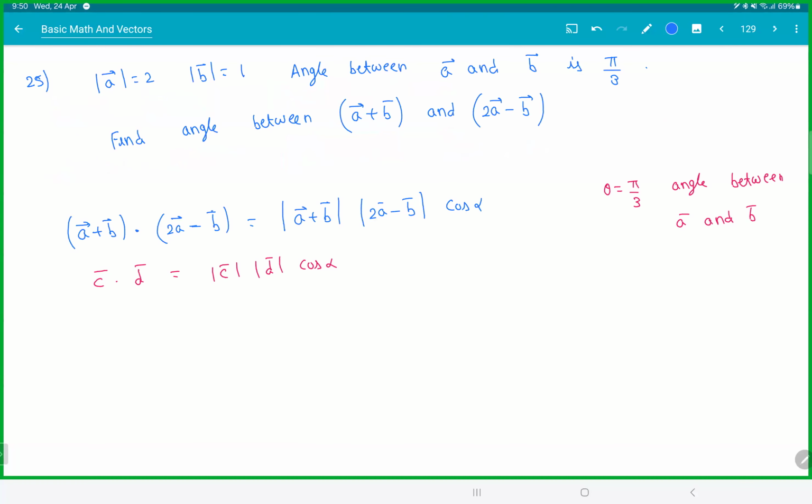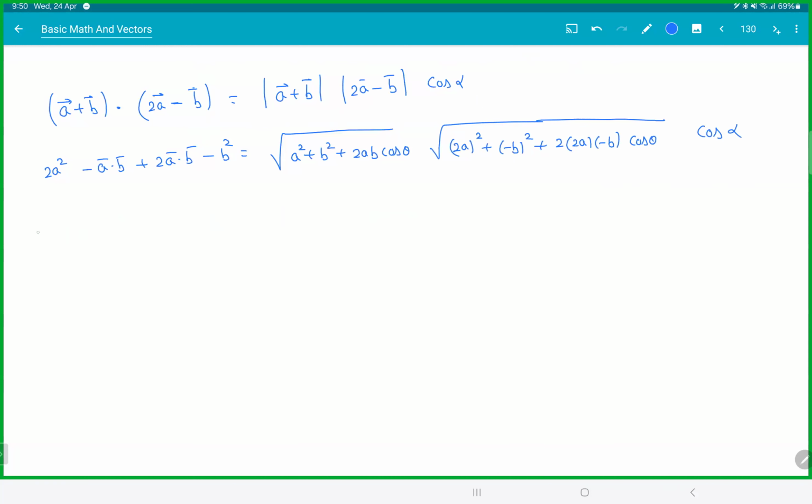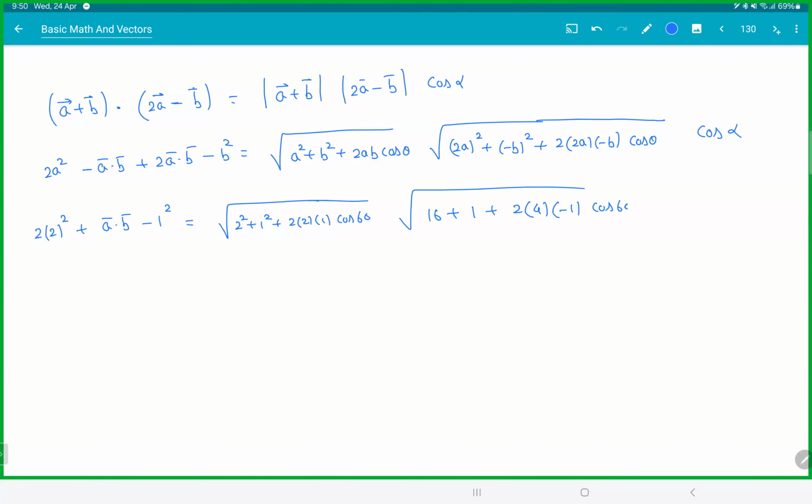A is given as 2 and b is 1. So substitute. This guy is how much? 2 into 2 square, this is a dot b, b square is 1. This is 2 square, 1 square, 2 into 1 into cos 60. This is a is 2 again, 2 squared is 4, 16 plus 1 plus 2, 2a is 4, minus 1, cos 60. It is long solving, but yeah, you'll get it.